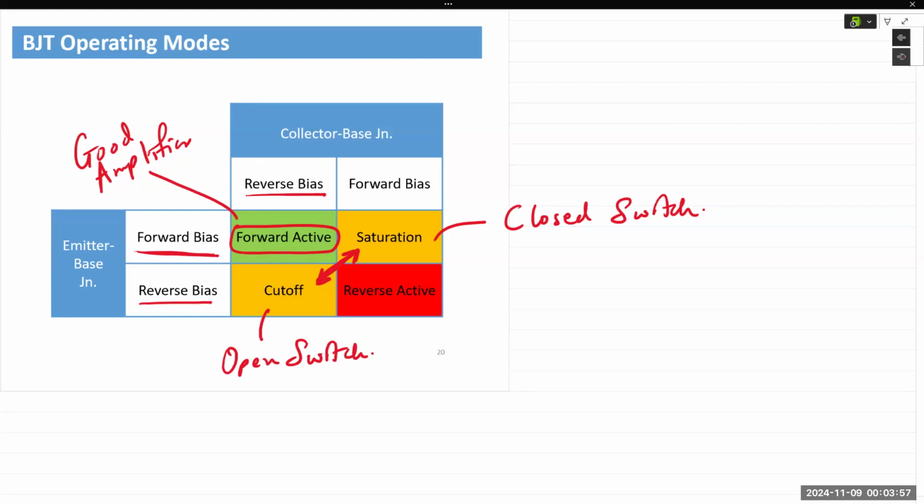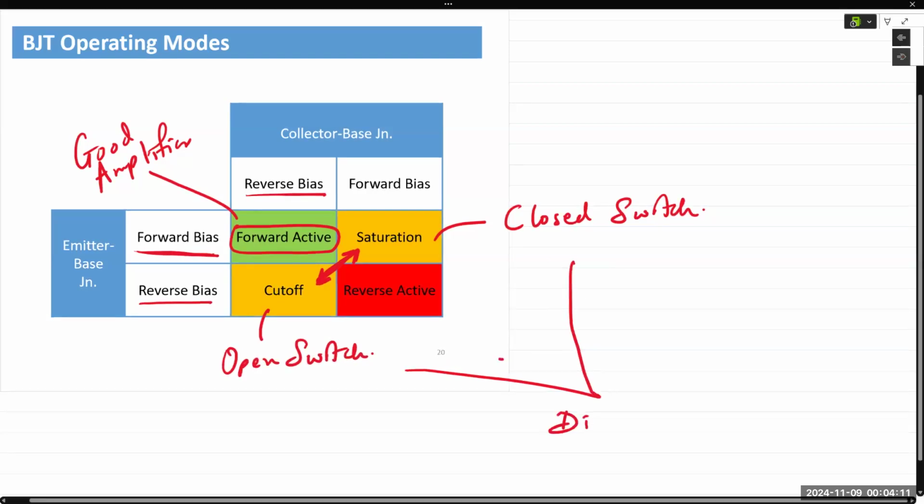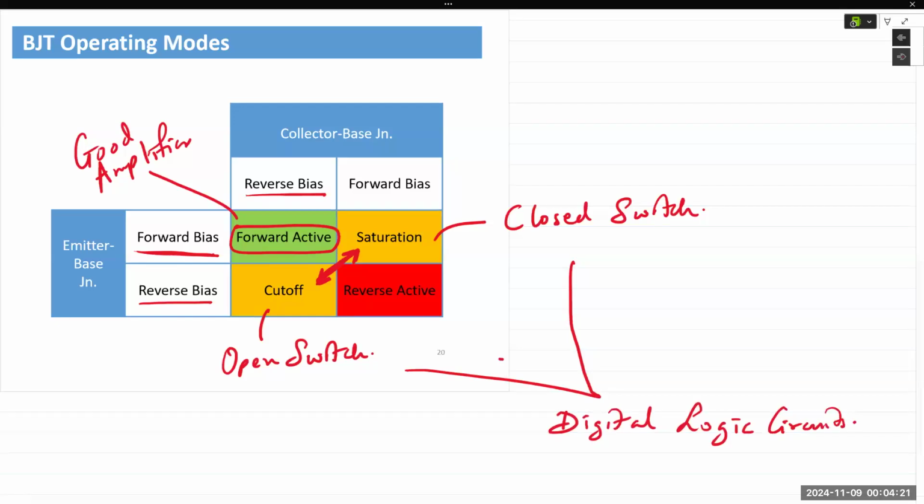The closed switch and the open switch together allow us to create digital logic or binary logic circuits. Okay, closed switch would be 1, open switch would be 0. So these are the three main regions.